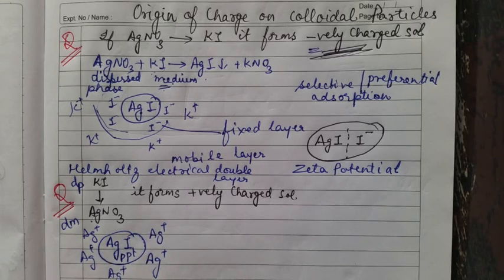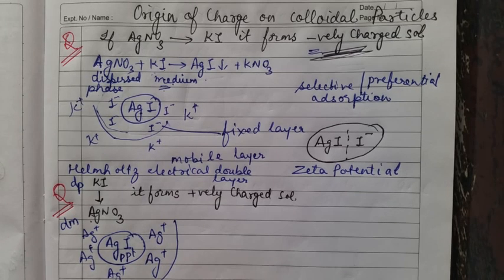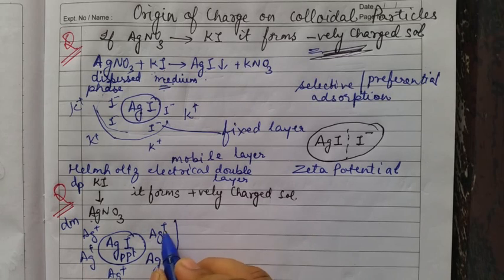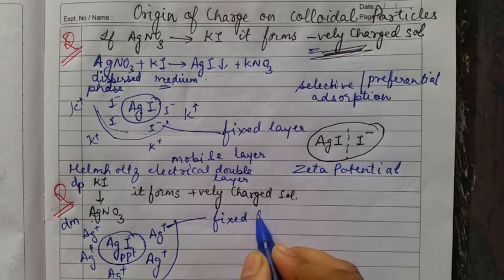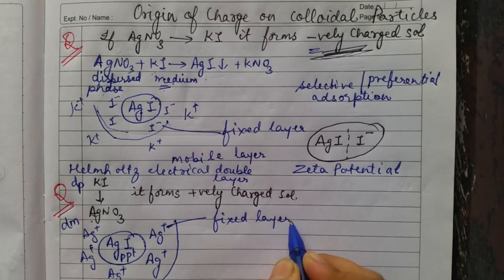If you remember, we also discussed that the charge developed is responsible for the stability of the colloidal solution, because a number of such positive ions will be there. Each precipitate particle will be surrounded by Ag plus and they all will disperse out. You will have a stable solution. This layer is called the fixed layer which is formed around.